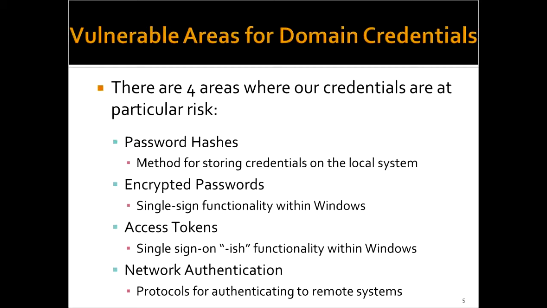The first one being password hashes, and this is of course how we store our credentials on our machine in a way other than a clear text password. This is kind of how the passwords are stored on the machine. We've got encrypted passwords, which is actually a new finding very recently, and it's essentially a single sign-on functionality in Windows that was, as I mentioned, just discovered very recently. And we've got access tokens, and we've got network authentication. So I'm going to hit each of these in depth as we move through the presentation.